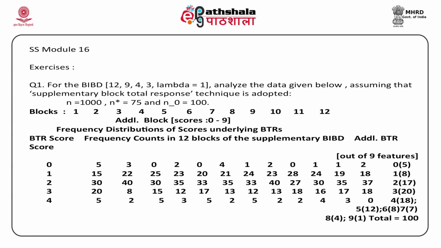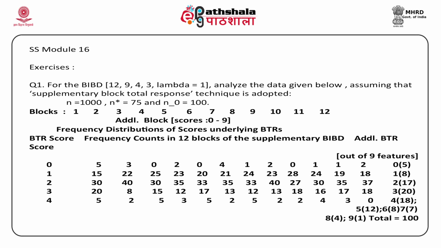And in each of the blocks, we know that there are 75 respondents in each block, and every respondent has to answer 3 plus 1, 4 questions. So, these are the blocks 1, 2, 3, 4 up to 12. Additional block, because additional block has got all the 9, therefore, the total score will be between 0 to 9. Is that clear? Frequency distribution of scores underlying the block total responses.